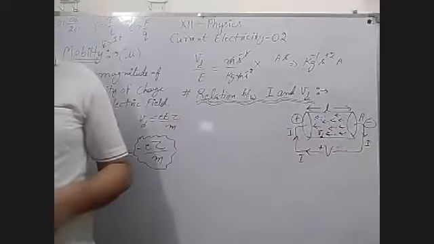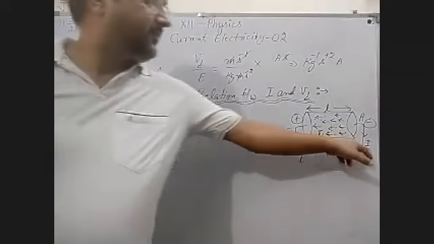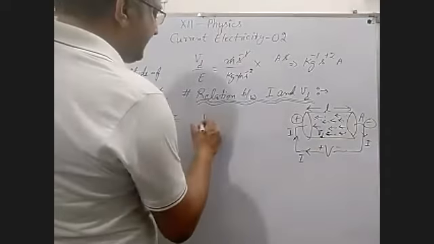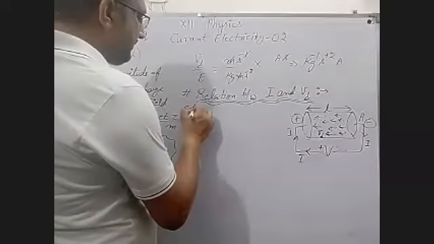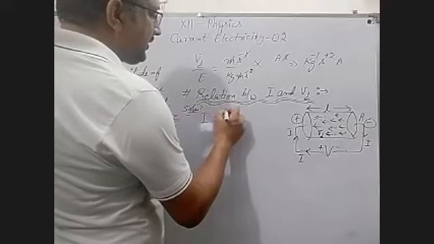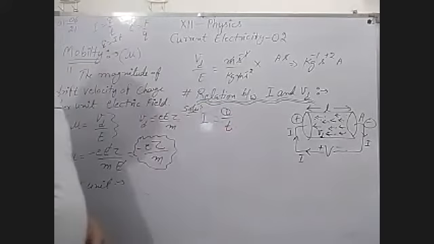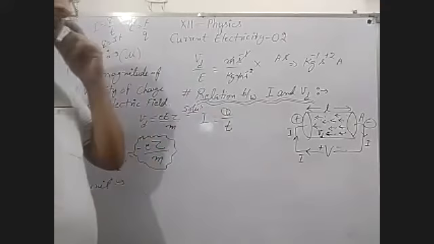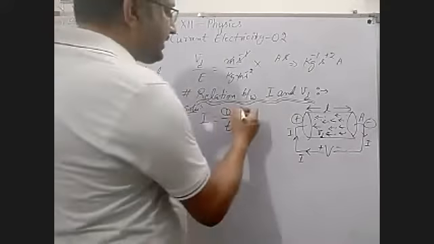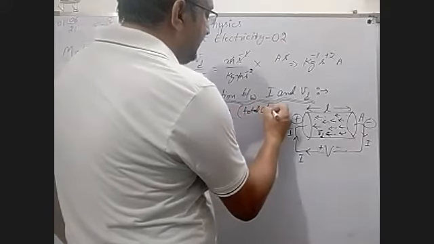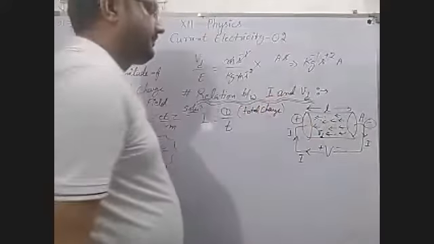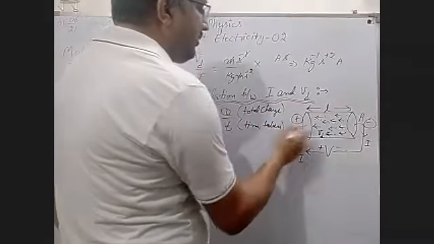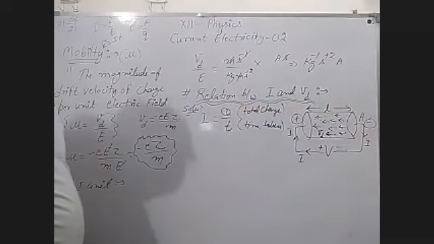Now you have to calculate the formula between I and Vd. What is I? Now the solution is there. What is I? I = Q/t. Here Q is the total charge and t is the time taken.